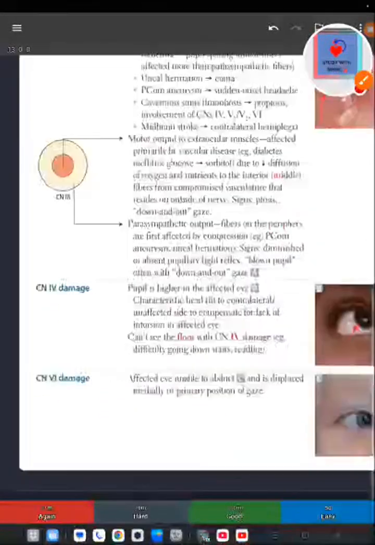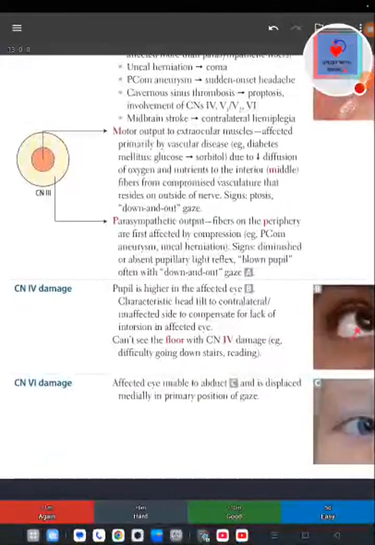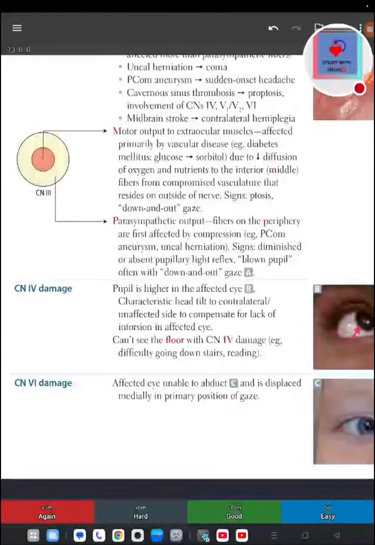Then in cranial nerve 4 palsy the pupil is higher in the affected eye, and the head tilts to the contralateral side to compensate for lack of intorsion in the affected eye. They can't see the floor with cranial nerve 4 damage, for example difficulty going downstairs or reading. The pupil is higher in the affected eye, that's why they can't see down. Characteristic tilt to the contralateral or unaffected side to compensate for lack of intorsion in the affected eye.